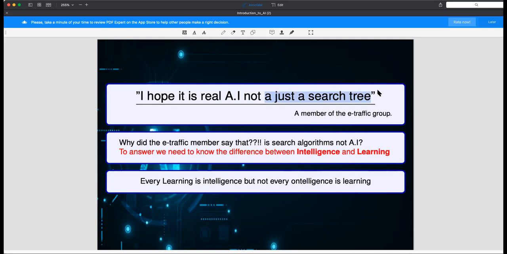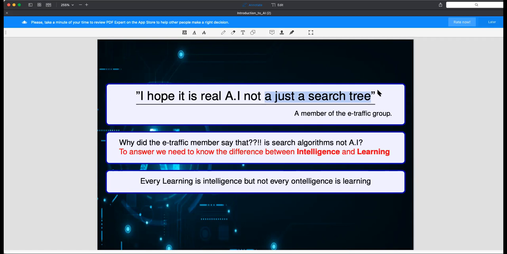So why did he say that? And is search algorithm not AI? That's a very good question. Okay, so to answer this question, we need to know the difference between intelligence and learning.